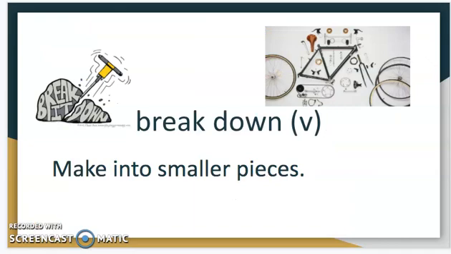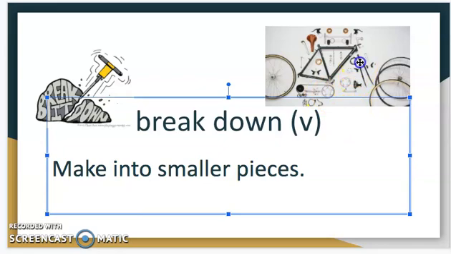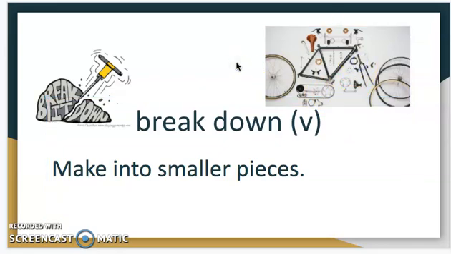The next word is break down. Now, it's a verb. It shows action. That simply means to make something into smaller pieces. So we can break down a rock by using a tool. The tool can break down the rock into smaller pieces. Here we see a bicycle, and someone has also broken down the bicycle. You can break down the bicycle into its smaller pieces.